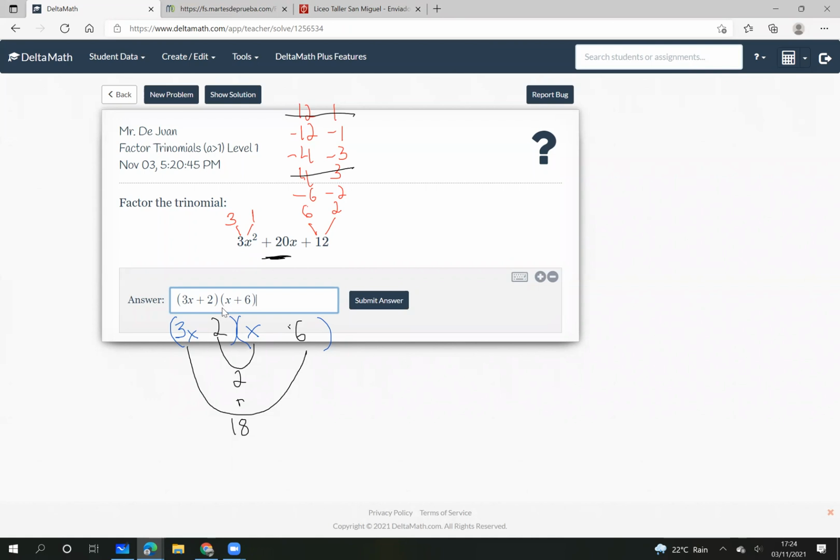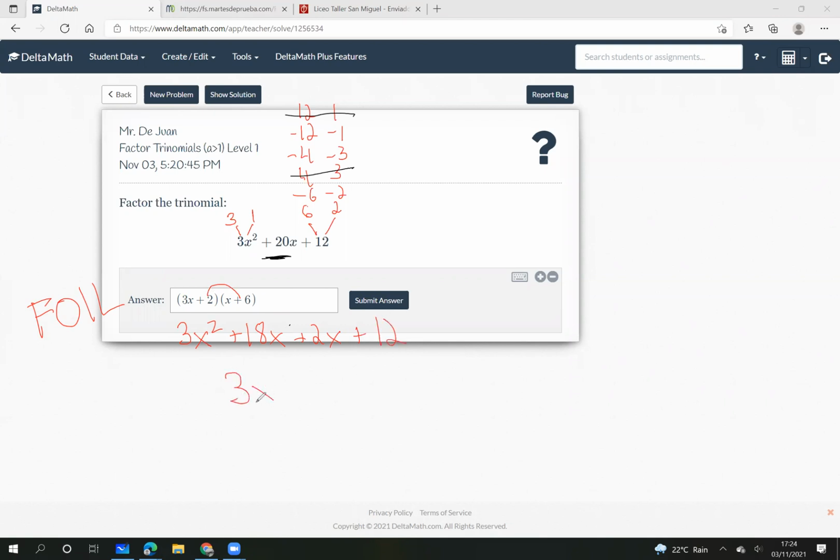How do we know this? Because we always know the following. We always know that, and I can always check my answer. How do I check my answer? By doing what you already should know. FOIL. 3 times x, 3x squared. 3x times 6 plus 18x. 2 times x plus 2x, and 2 times 6 is plus 12.